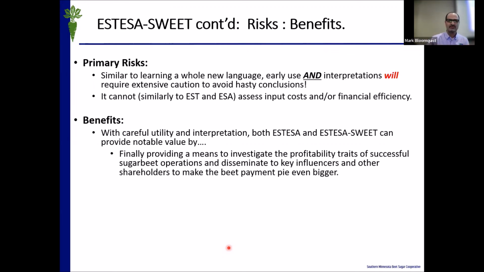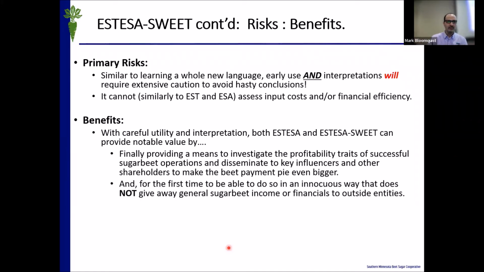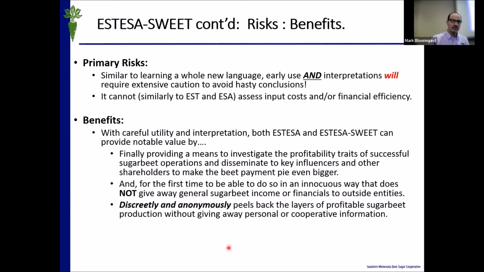a means to investigate the profitability traits of successful sugar beet operations and to be able to disseminate them, because we can't disseminate financials, but now we can disseminate them by an ESTESA score that's a little more protective to key influencers such as consultants and universities and shareholders to make the whole beet payment pie even bigger. And for the first time, to be able to do so in such an innocuous way that it does not give away overall or too much general sugar beet income or financials to any outside entities. We can discreetly and anonymously peel back layers of profitable sugar beet production without giving away personal or cooperative information.